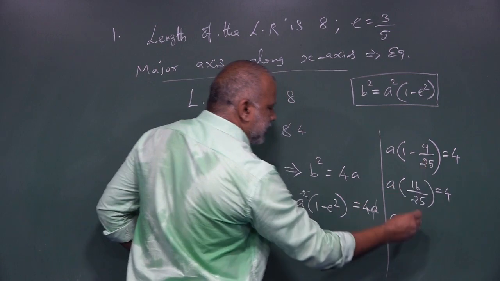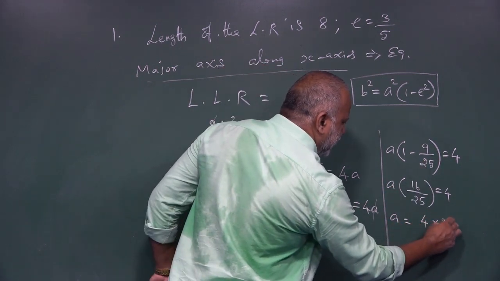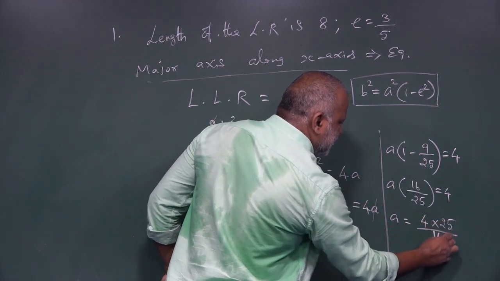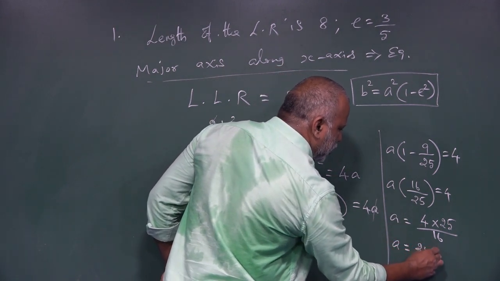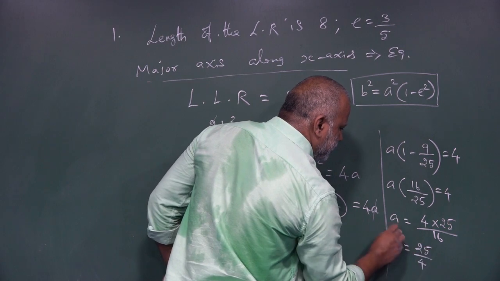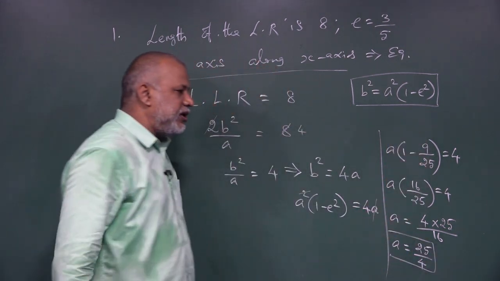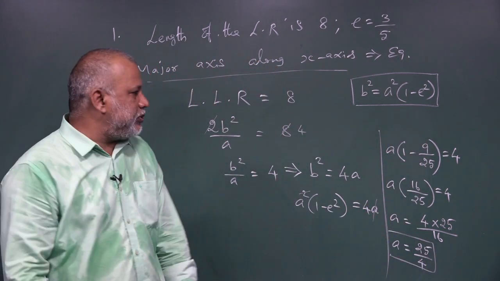Therefore, a equals, just cross multiply, 4 into 25 divided by 16. 4 and 16 will be removed. Therefore, a equals 25 divided by 4. See the concept once again.